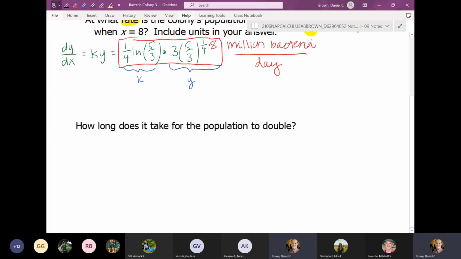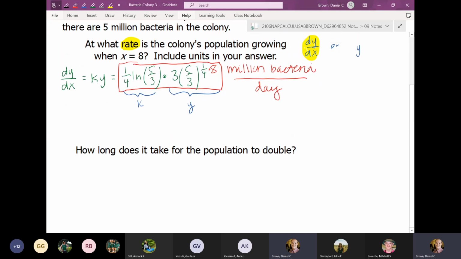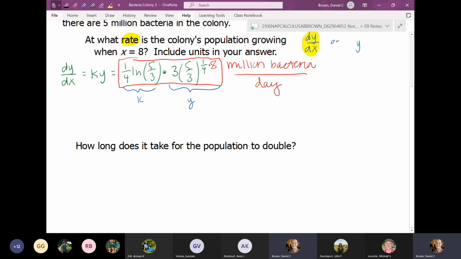How long does it take for the population to double? So again, we're thinking, is this going to be a dy/dx problem or a y problem? I'm talking about the population, so that's probably going to be the y. So I'm going to go ahead and rewrite the simplified version of y, because it's going to be a little bit easier to deal with.